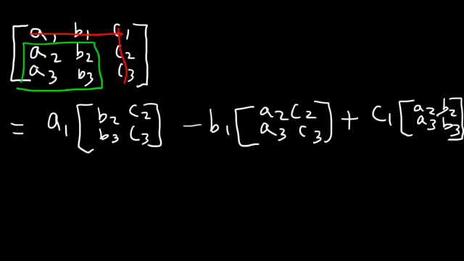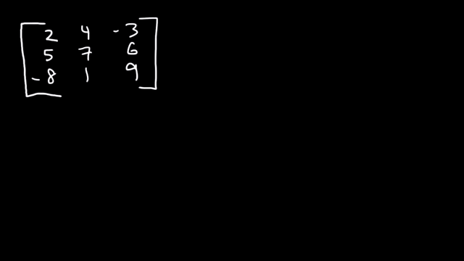So now let's work on an example. Let's say we have 2, 4, negative 3, 5, 7, 6, negative 8, 1, and 9. Feel free to pause the video and work on this example. So we're going to use 2 first. We're going to put the 2 in front. And once we use the 2, we need to get rid of row 1 and column 1. So we're going to use 7, 6, 1, 9. That's going to be inside the 2x2 matrix.